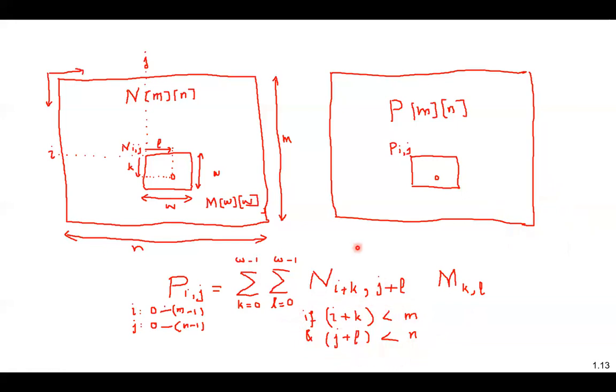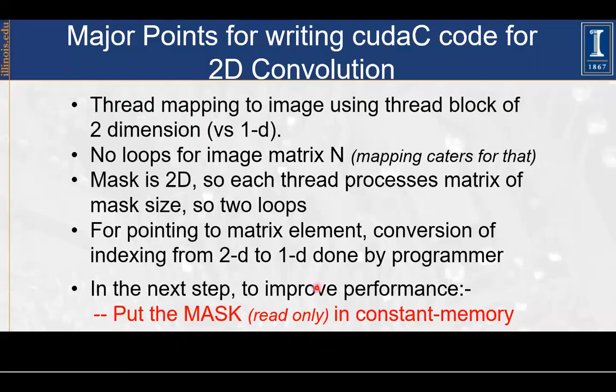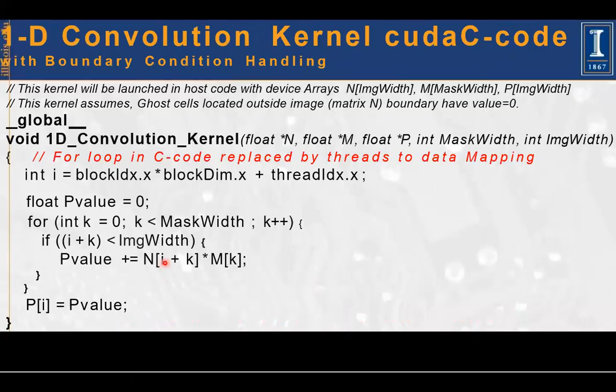So now I have worked out everything for writing a 2D convolution code by modifying this code. What I have said over there: number one, my outer loop will consist of two for loops, i and j. Instead of i alone, now I have two for loops. So there will be i and there will be j.